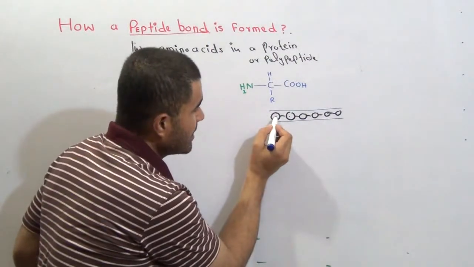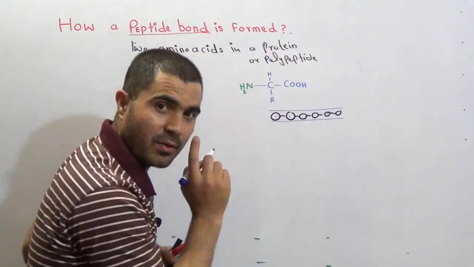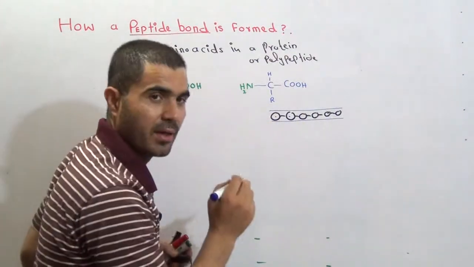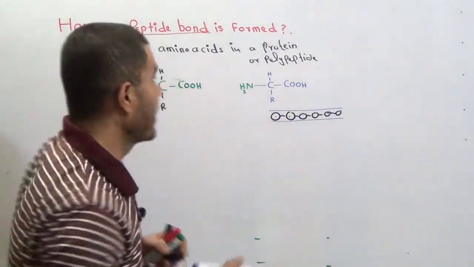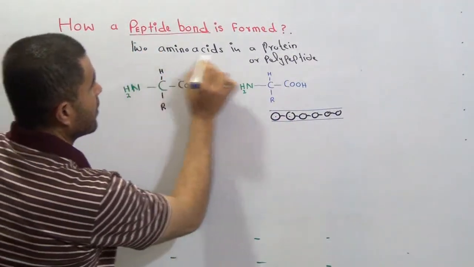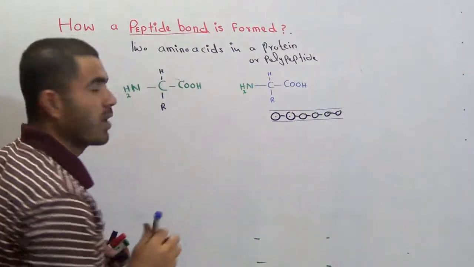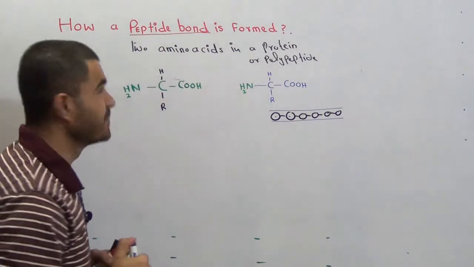The question is that inside a protein there are amino acids. So one amino acid is linked with another amino acid. There must be a bond. So yes, that bond is called a peptide bond, and the definition of a peptide bond is already mentioned. Now let's come to how it is formed.